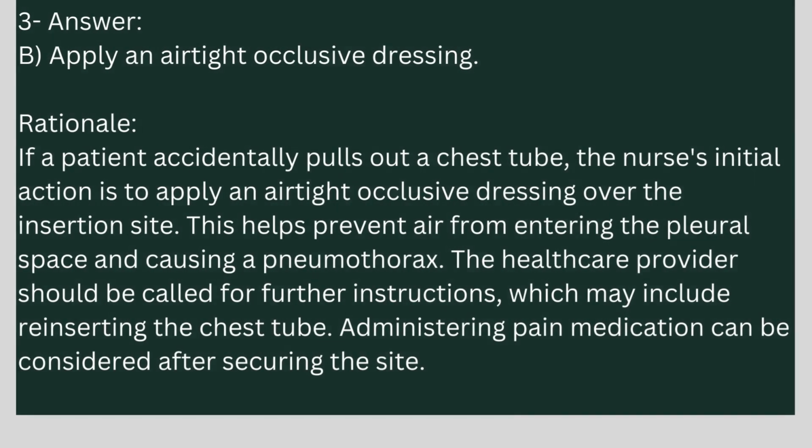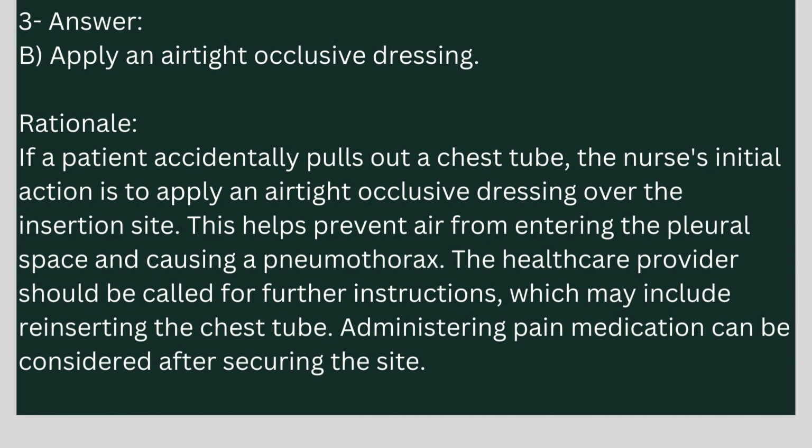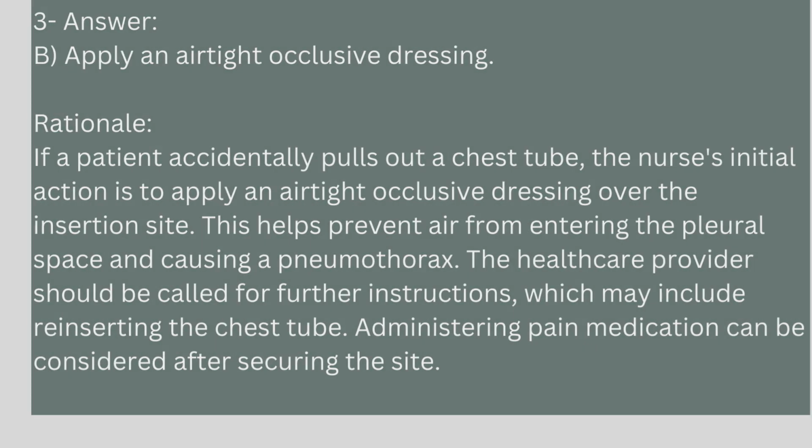Answer 3. B. Apply an airtight occlusive dressing. Rationale: if a patient accidentally pulls out a chest tube, the nurse's initial action is to apply an airtight occlusive dressing over the insertion site. This helps prevent air from entering the pleural space and causing a pneumothorax. The healthcare provider should be called for further instructions, which may include reinserting the chest tube. Administering pain medication can be considered after securing the site.